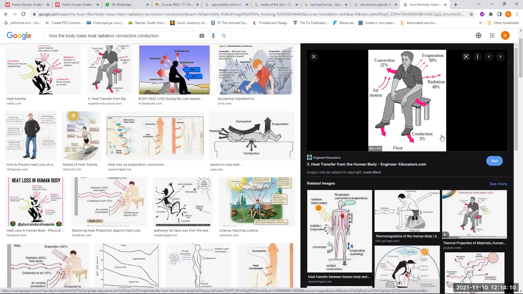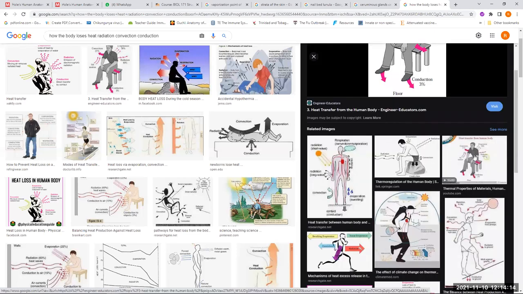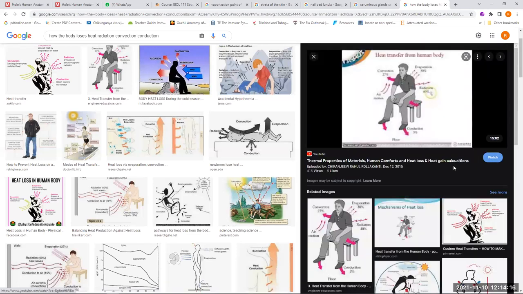I don't know if I highlighted it well there. So those are the three ways. Mm-hmm. Go ahead.